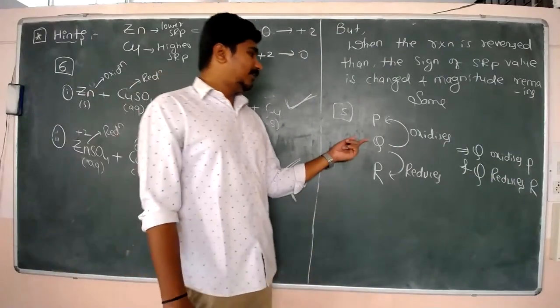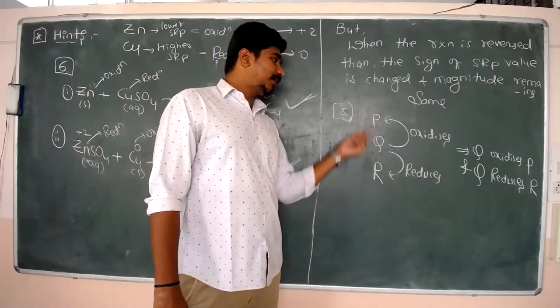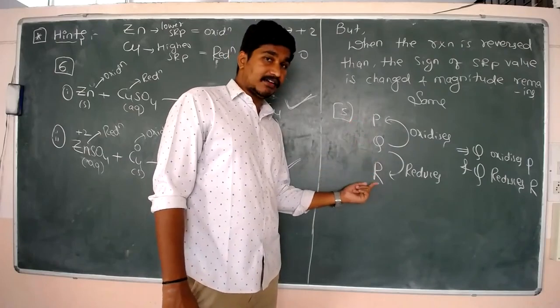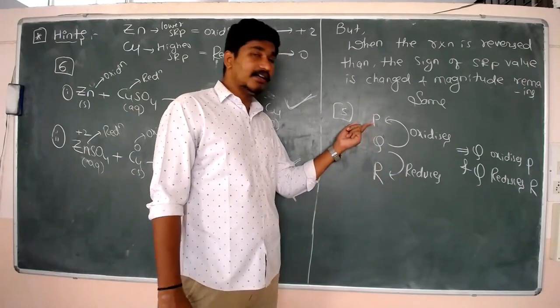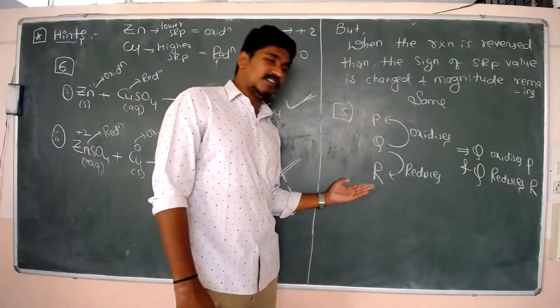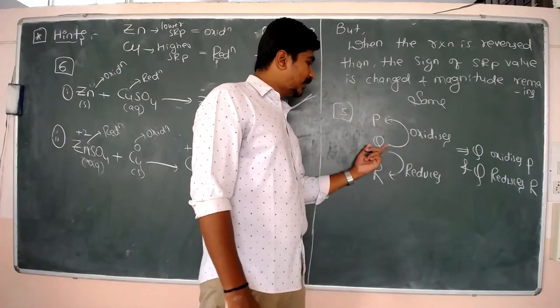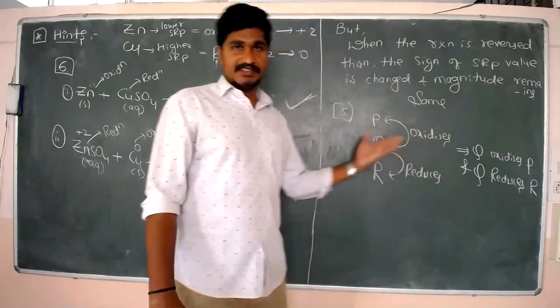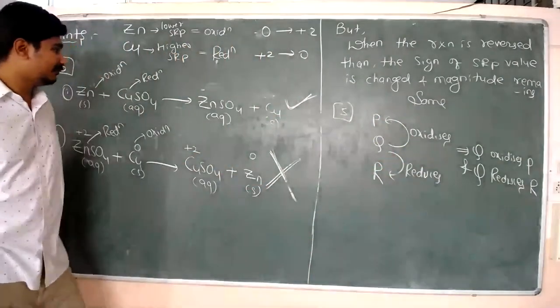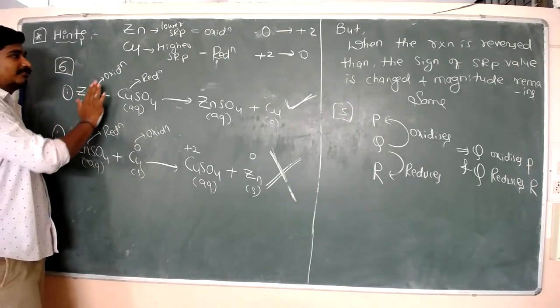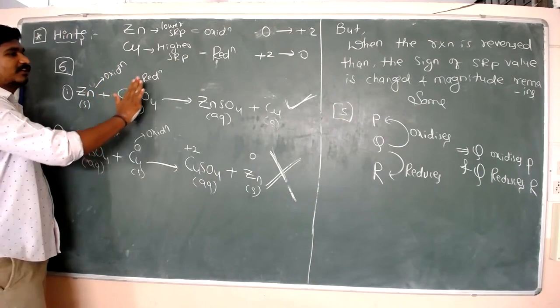Fifth one is between elements, correct? Increasing order of SRP. P is having lower SRP than Q and R. R is having higher SRP than P and Q. Right? Increasing order of SRP. In such cases, the middle element oxidizes to the upper element, the middle element reduces to the lower element. This is also very important. It is the fifth. Last one is, always lower SRP values undergo oxidation, higher SRP values undergo reduction.